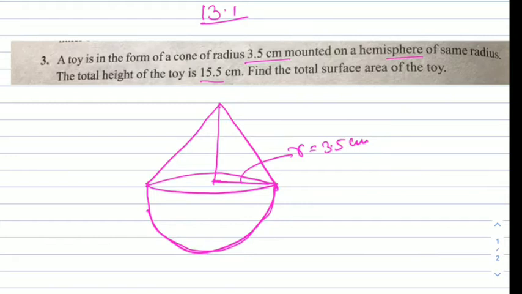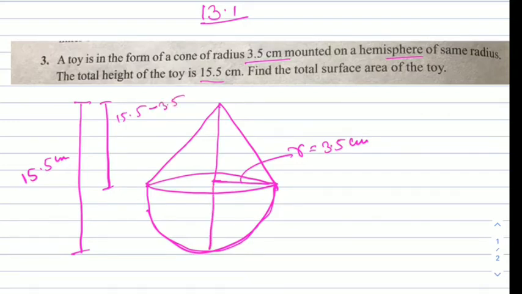And the total height of the toy is 15.5 cm. Therefore, the height of the cone will be equal to 15.5 minus this height. This height is equal to 3.5. That is 15.5 minus 3.5 is equal to 12 cm. And now we have to find the total surface area of the toy.